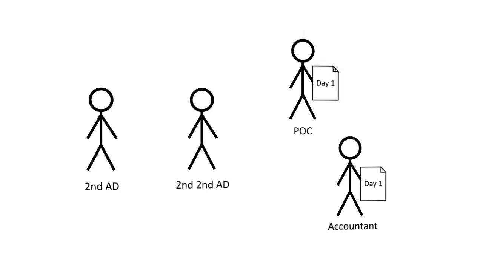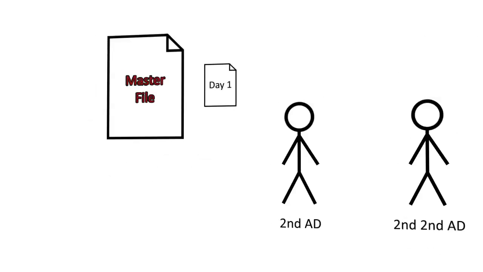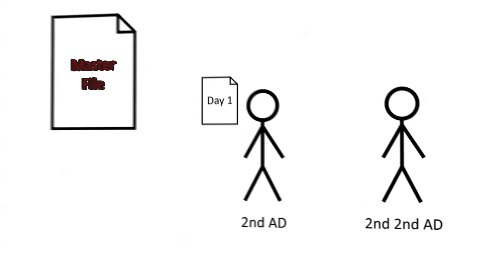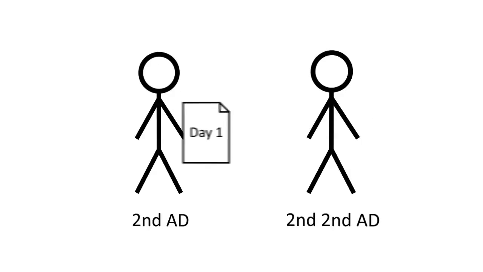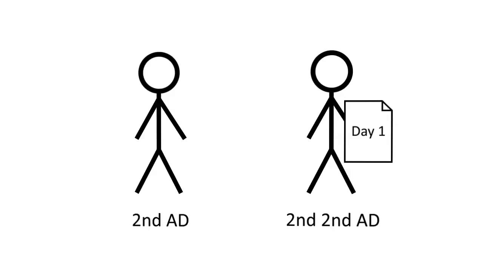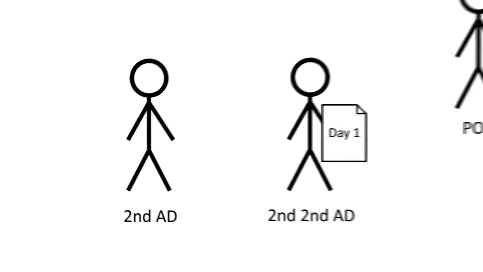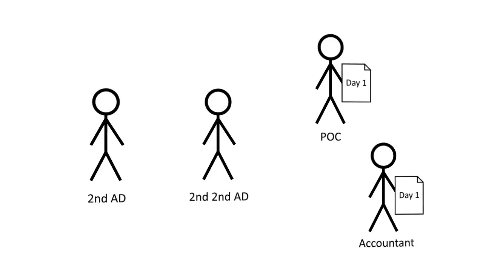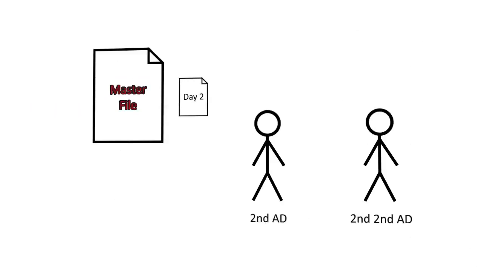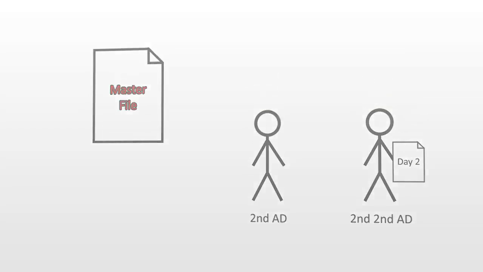So just to follow along once again, master file creates each one of the individual files. The second AD is creating the call sheet, who then hands the file off to the second second AD to create the production report, who then takes that file and hands it off to the production coordinator and the accountant, and then that's the end of the chain for that particular file. Day 2 starts all over again, new file created from the master file, and right down the chain again, off into all your days of shooting.